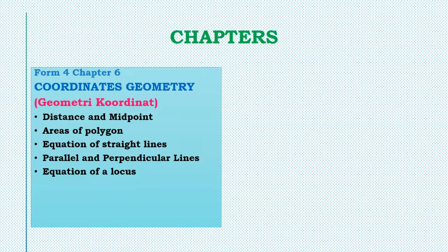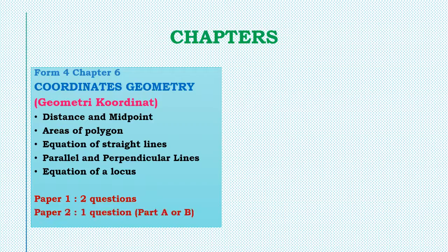Equation of a straight line. And then you also need to know the concept of parallel and perpendicular line. What are the connection with the slope? And finally, the equation of a locus. Okay, there are 2 questions given in every year SPM paper 1. And for those weak students, it's good for you to attempt this question, easy for you to score. And those who wanted to try in paper 2, there's always 1 question, either in part A or part B.